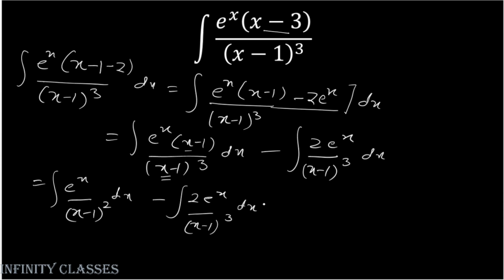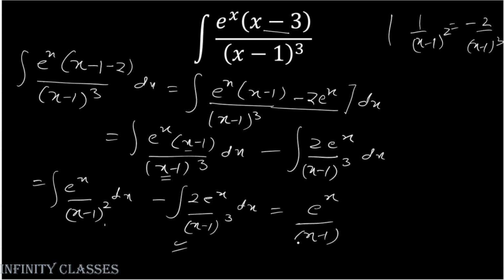Now we are in the condition that we can write its answer directly, because 1 upon x minus 1 square has derivative as minus 2 upon x minus 1 cube. So this has derivative here as e^x, so we can write this as e^x upon x minus 1, and even you can apply the e^x [formula] on this part. Suppose we want to use it, we will apply it on this part because this has derivative as e^x.